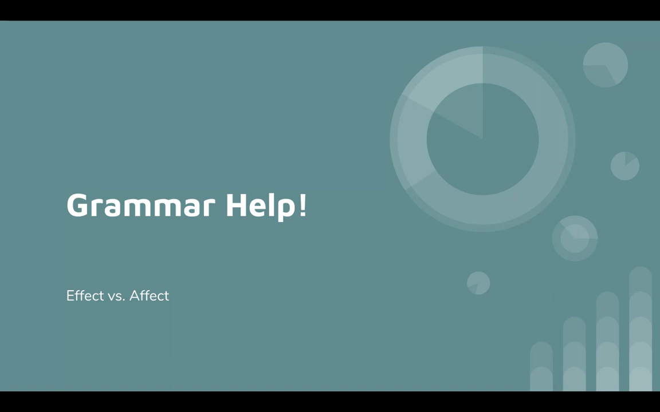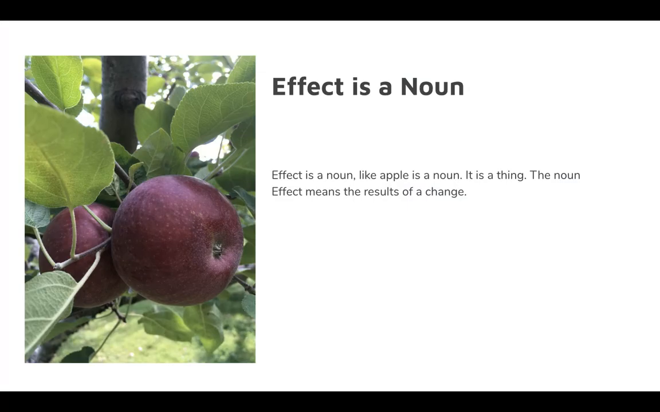So a lot of my students come to English 100 with questions about effect versus affect. So I thought I would make this little grammar presentation just about that. So the basic thing to remember is that effect is a noun, like apple is a noun. So you'll remember that a noun is a person, place, or a thing. So effect falls into the category of a thing, and the noun effect means the results of a change.